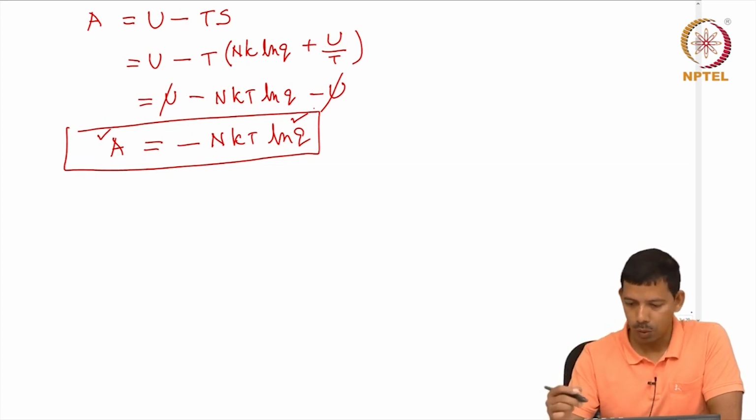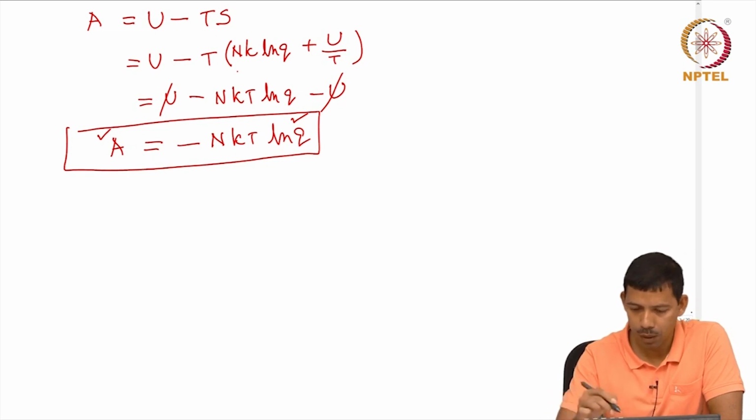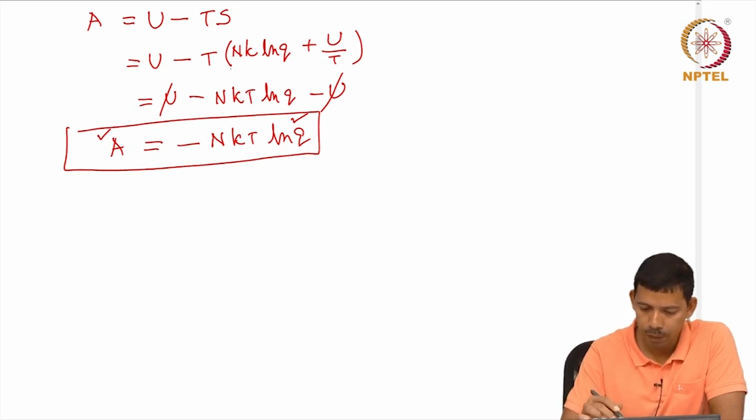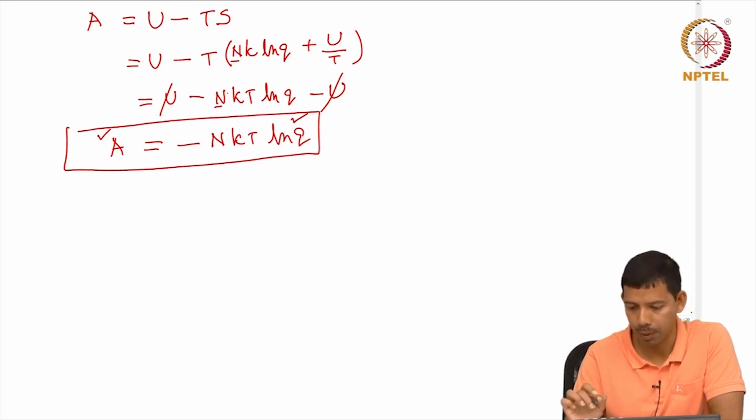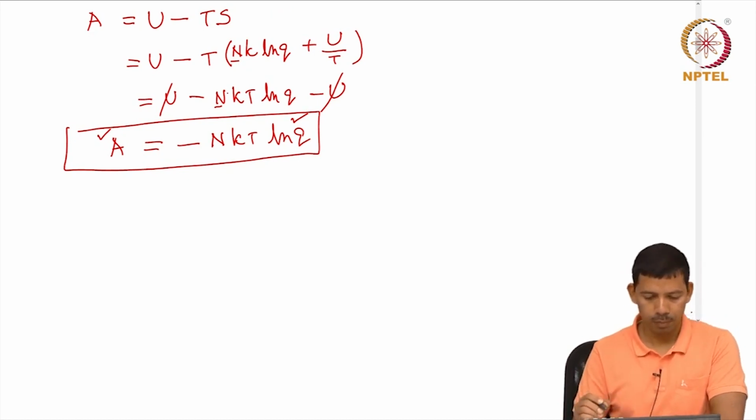One thing I just want to point out is that in some of the previous slides I used small n, and here I am using capital N. They represent the same thing, the total number of particles. So, small n or capital N are the same.